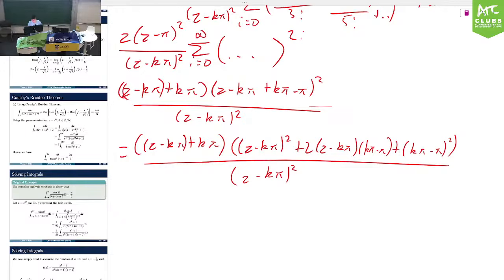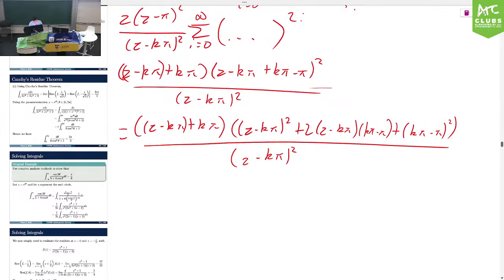There's only 6 things to deal with. So this times that. If we have z minus, okay, this times this, that's a power of 3 divided by 2, so it's a power of 1. So that's too high. Z minus k pi here, so there's a power of 2, and then divide by the power of 2 again, it's a power of 0. So again, not really useful.